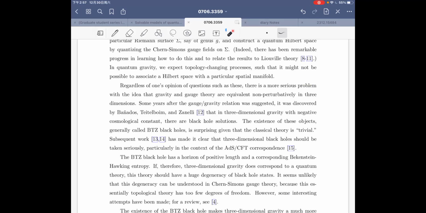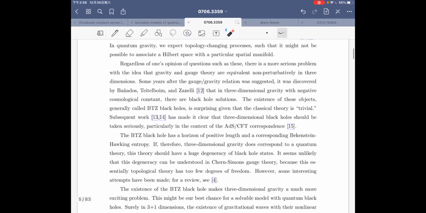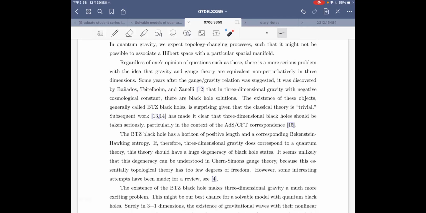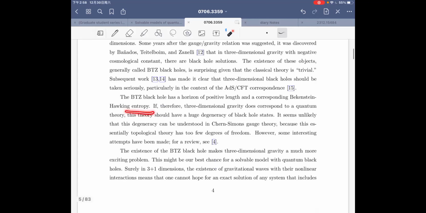Shortly after the proposal of this duality, BTZ, the three authors, discovered a black hole solution in three-dimensional gravity with a negative cosmological constant. This is quite non-trivial. Even though we used to think that three-dimensional gravity is trivial, it turns out there is a black hole, which is amazing. Subsequent work indicated that the black hole should be treated seriously in the context of AdS/CFT correspondence. Then it was found that the event horizon of the BTZ black hole has a positive length, which results in a large entropy.